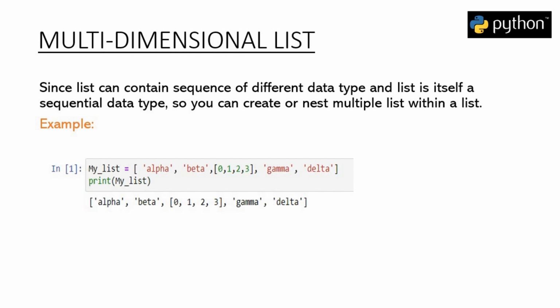Now Python also provides the ability to store a list within a list itself. This is known as a multi-dimensional list or nested list. For example, here we have defined a list mylist which is storing the Greek alphabets.